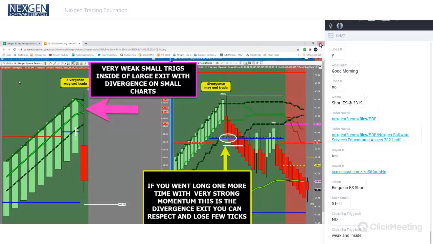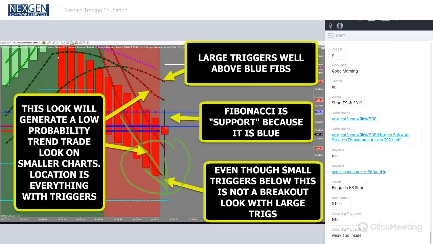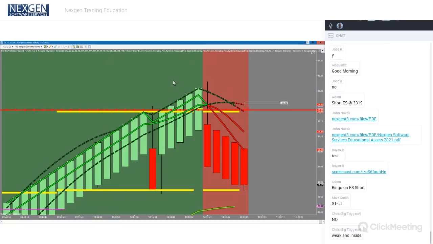When you see it in the real world, you're like, oh, that is really weak triggers at red fibs. It's a little above, but it's not so strong that we're going to think breakout. Right? You understand the difference, right? When you're thinking breakout, you're thinking really strong small triggers, really strong big triggers, maybe break. Not really weak, anemic inside of each other triggers. That will cause the divergence on the small chart to basically make the trend go the other way.